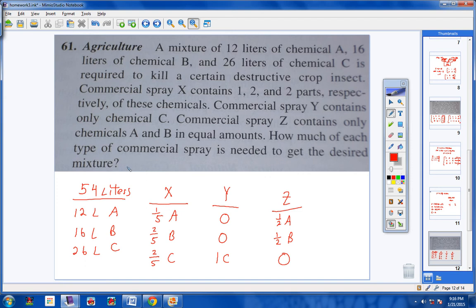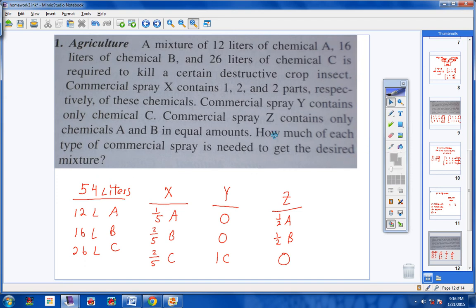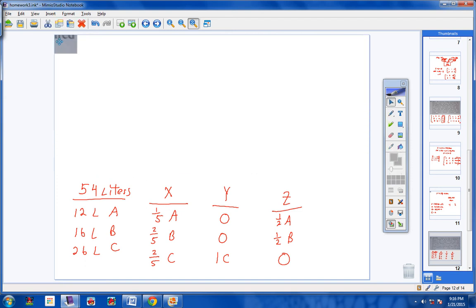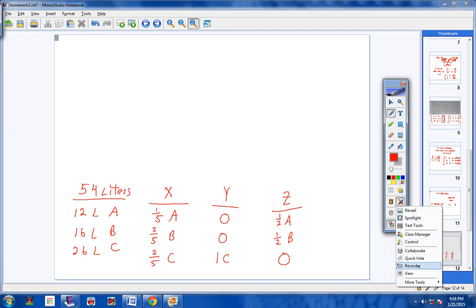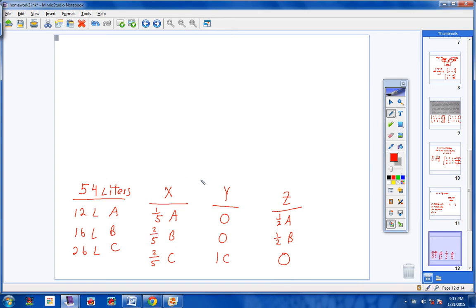Okay, so we're going to get rid of this. We know what we're looking for now. We want to know how much of each commercial spray is needed. Alright, and so we have 3 unknowns. How much of my X, how much of my Y, and how much of my Z. So with that in mind, I have 3 unknowns. I know I need 3 equations. Hopefully I can come up with this. It's not going to be easy.